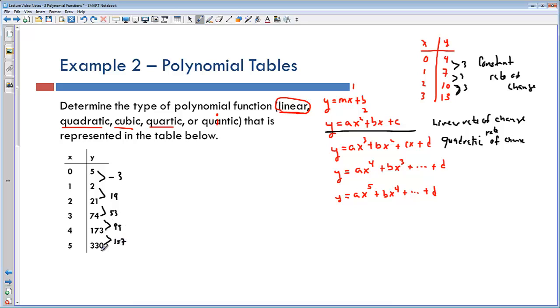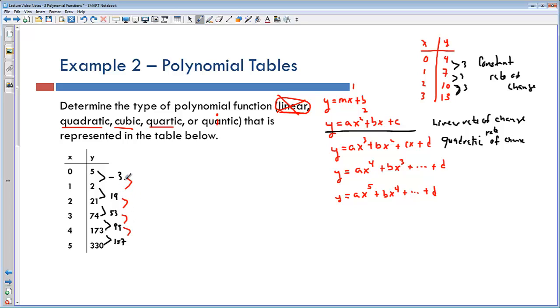And you can do this with your calculator. I already did these, so I'm just copying them down from paper here. But you can do them on your calculator. And you can see that the rates of change here, they're not constant. So I immediately know it's not linear. And so then I'm going to do this again, because if they're constant when I do it this time, then I know it's quadratic.